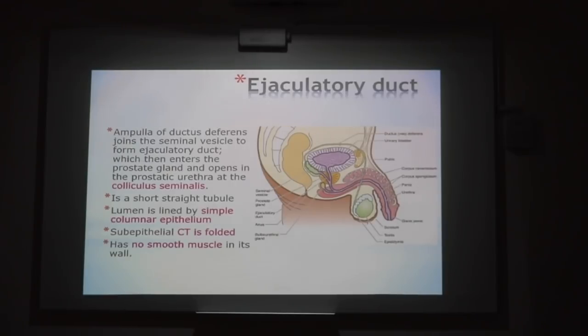Lumen is lined by simple columnar epithelium, and the subepithelium, the connective tissue, is folded, and it has no smooth muscle. So in the ejaculatory ducts, you have simple columnar epithelium. You have the subepithelial connective tissue which is folded, and it has no smooth muscle. So in contrast to vas deferens, where you have three layers of the smooth muscle and your epithelium was pseudostratified with stereocilia, in the ejaculatory ducts you have the simple columnar epithelium, connective tissue is folded, and then there is no smooth muscle in the wall of the ejaculatory ducts.